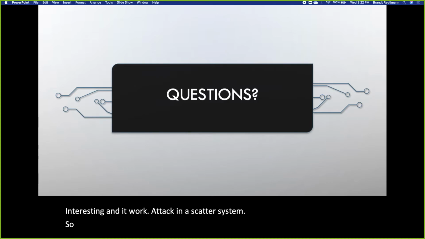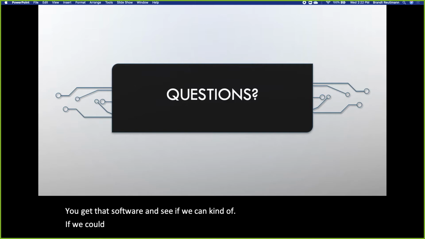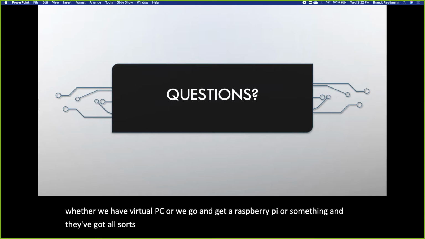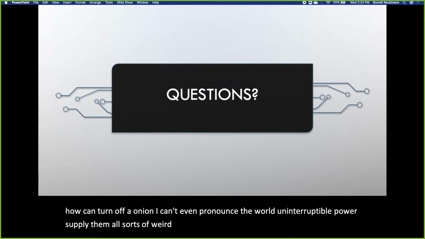We could definitely get that software, find that tool, and build our own sandbox around it, whether with a virtual PLC or a Raspberry Pi or something. Oh yeah, they've got all sorts of demonstrations on the Israeli website showing how it can turn off an uninterruptible power supply, which I can't even pronounce, and do all sorts of weird things. It's pretty amazing.